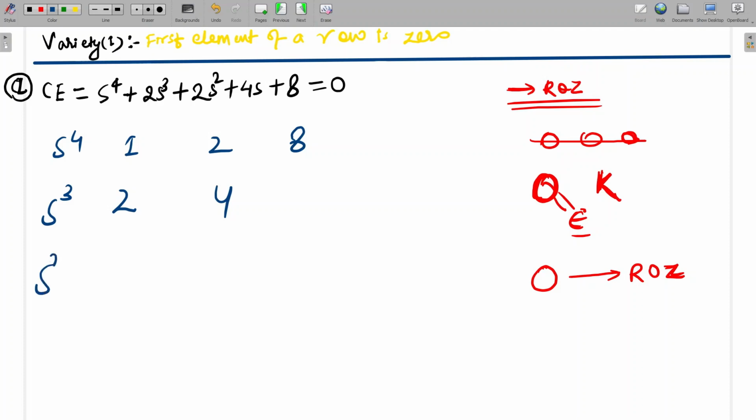S square. What will be the value of s square? First element will be 0: 2 into 2 minus 4, 0. What will be the second element? 2 into 8 minus 1 into 0, divided by 2. This will be 8. Okay.